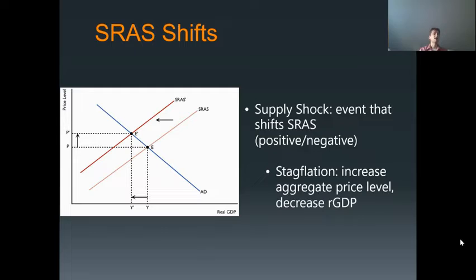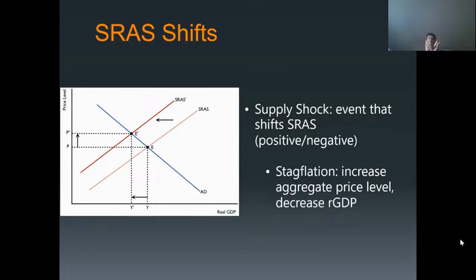A positive one shifts it to the right, a negative one shifts it to the left. The short run aggregate supply shifts, once again, same idea as in the supply and demand model. If it shifts left, it's a decrease. That increases equilibrium price level, decreases real GDP. If it's a rightward shift, an increase in short run aggregate supply, it is a decrease in equilibrium price level and an increase in real GDP.